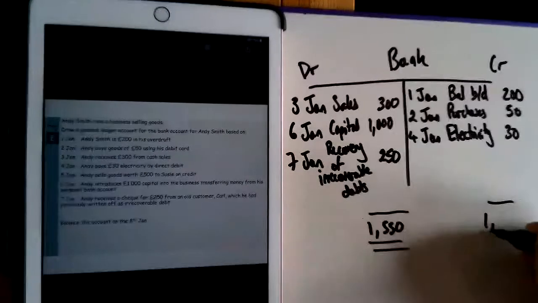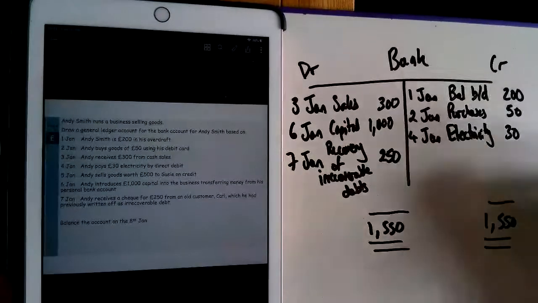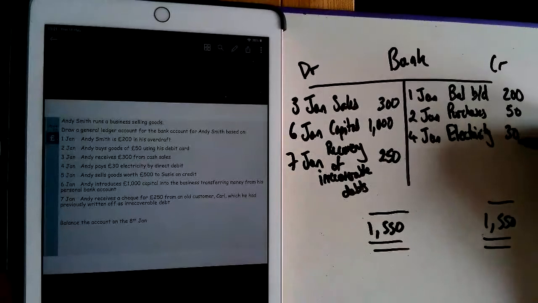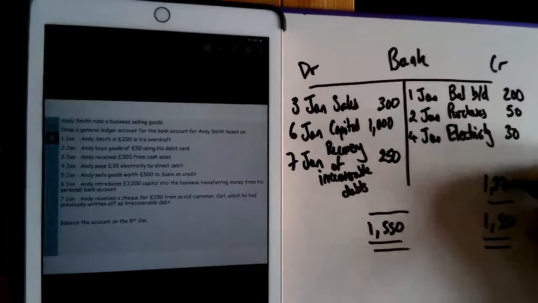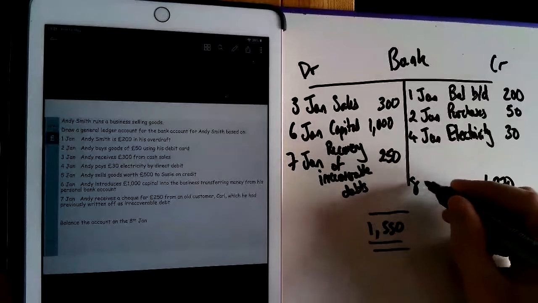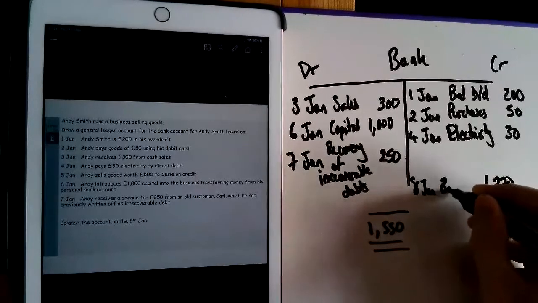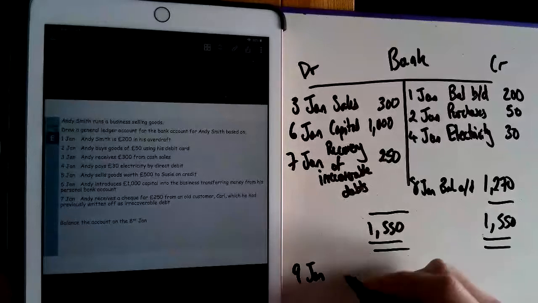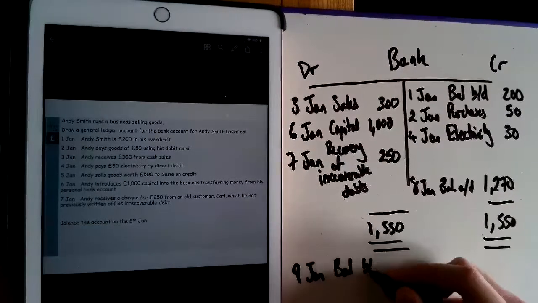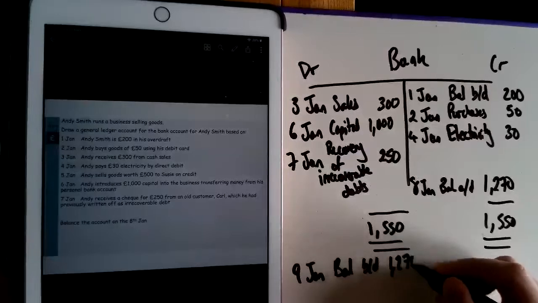Then we balance it, so this side's got a bigger total, so that's 1,550. This side should have done 1,550 as well then, so that means the missing number, well that's 280, so 1,550 take away 280, it's 1,270, and we call that our balance CD. So therefore, the 9th of Jan, we would start on the debit side with £1,270 in the bank.